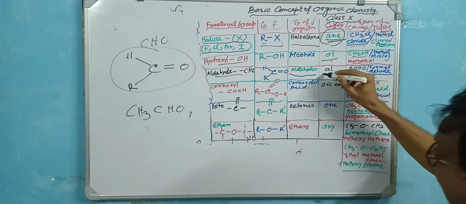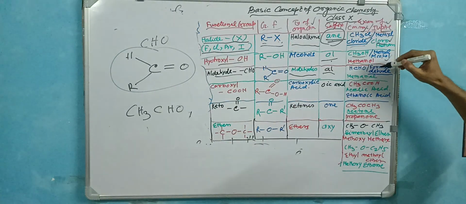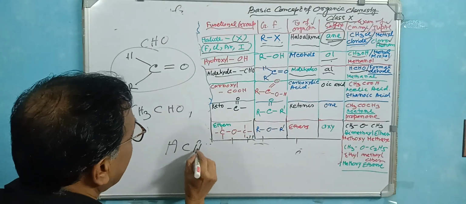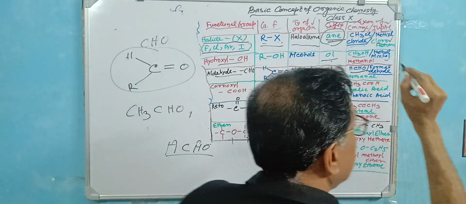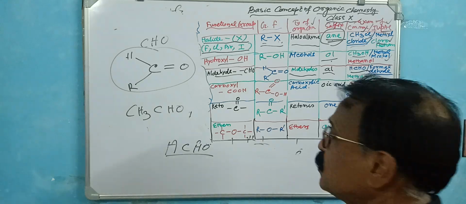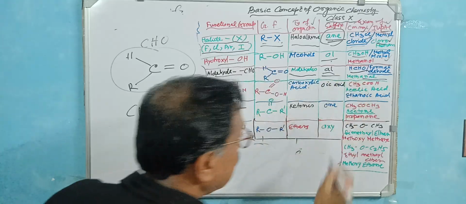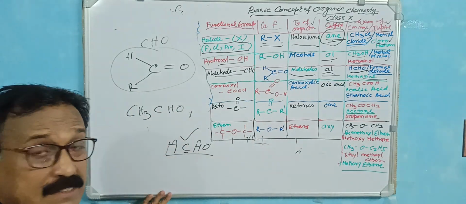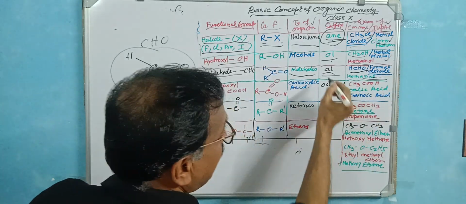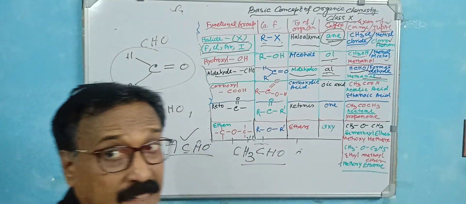What is the IUPAC name? The suffix is -al, as in aldehyde. Now this is formaldehyde, the general formula is HCHO. The normal name is formaldehyde. But in the IUPAC name, one carbon is there, so methane, aldehyde group, so methanal. If there are two carbons, ethanal.